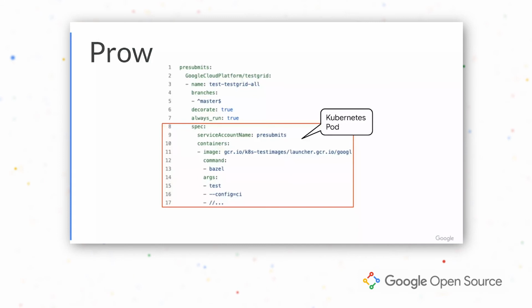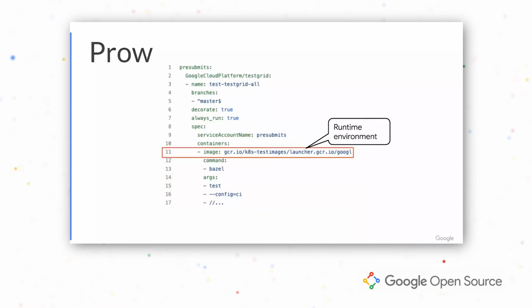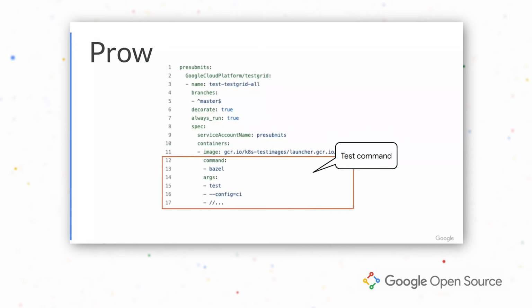But the really simple version is that you need to have a container, and that container will specify a Docker image that provides its runtime environment with all the dependencies your testing needs. And then there's a command that'll be run inside your container. Prow expects your command to exit 0 if your testing is successful, and exit non-zero if something failed.